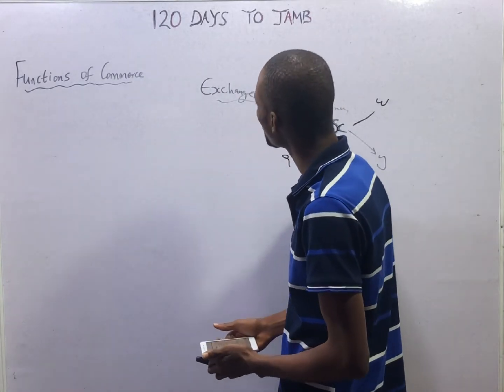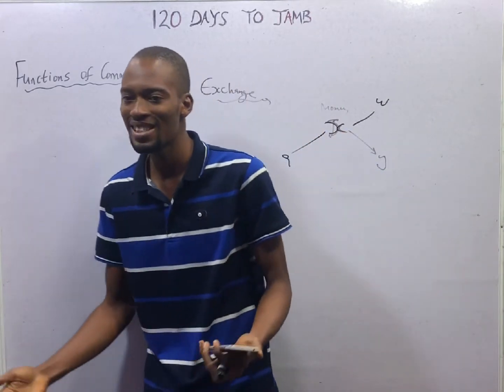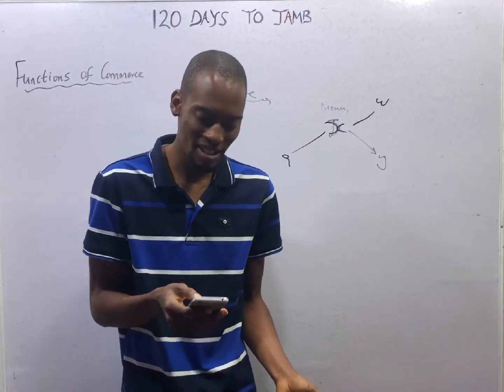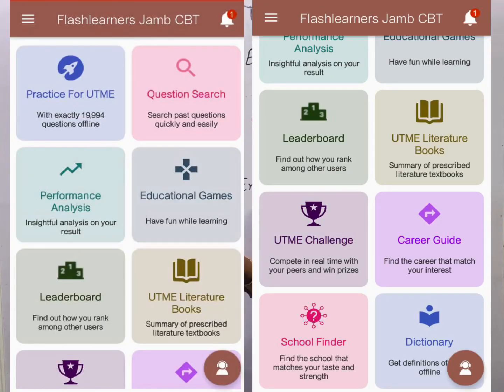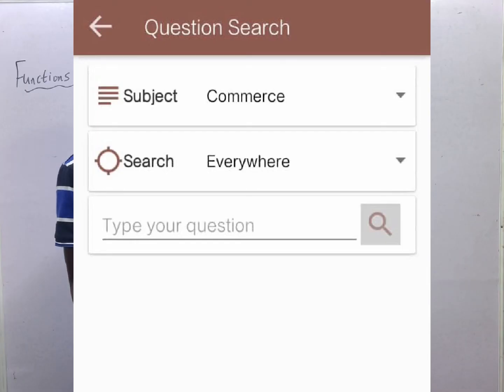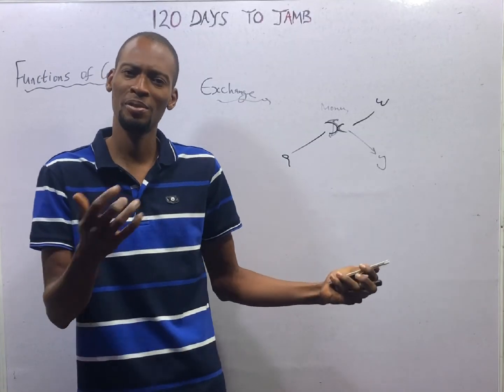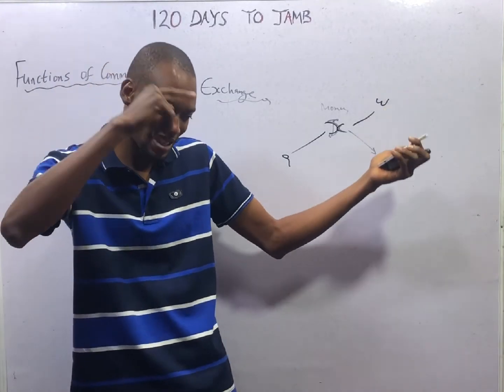So, ladies and gentlemen, this brings us to the end of this episode. For your assignment, open the Flashlearners Jamb app, click on question search, and search commerce and function of commerce. Answer the questions that follow. The ones you cannot, reach me on my social handles or wait for me to answer them.